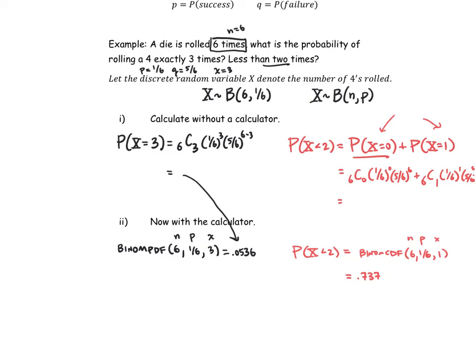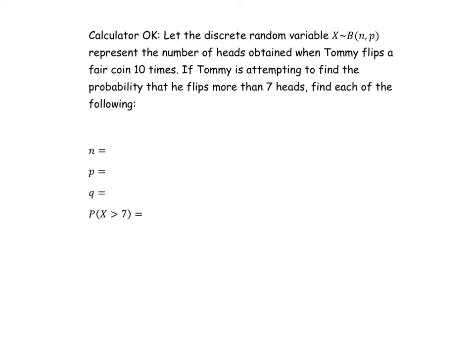Okay, let's go ahead and look at the next example. All right, here we go. Calculator. Let the discrete random variable x be binomial with n number of trials and p the probability of success. Represent the number of heads obtained when Tommy flips a coin 10 times.